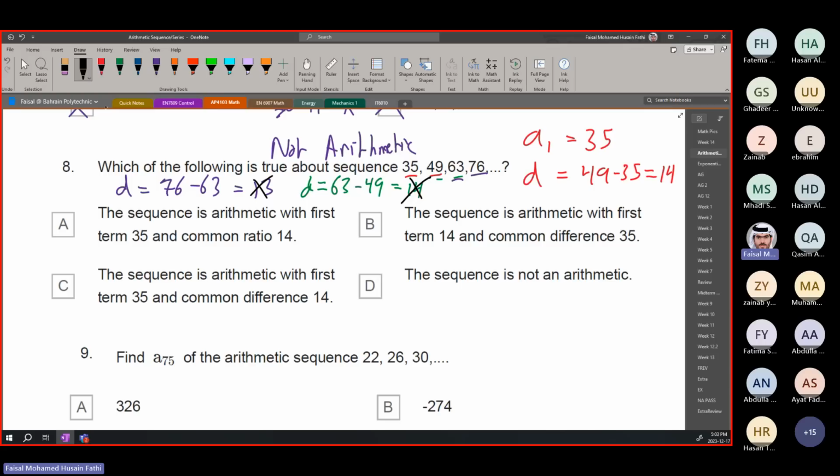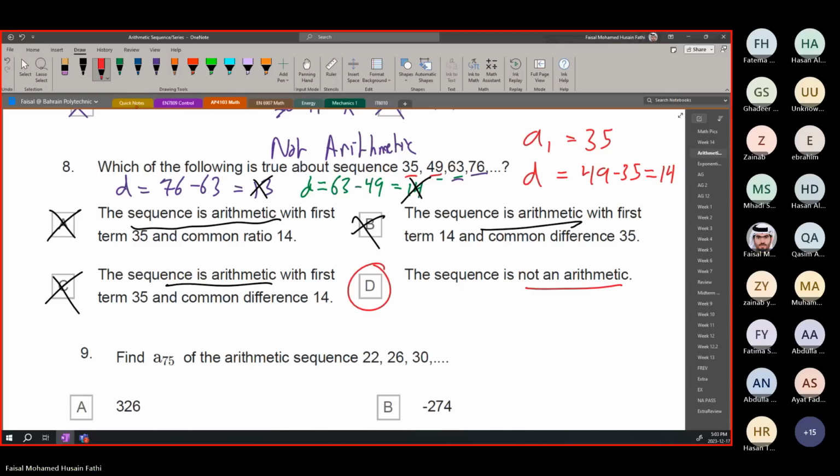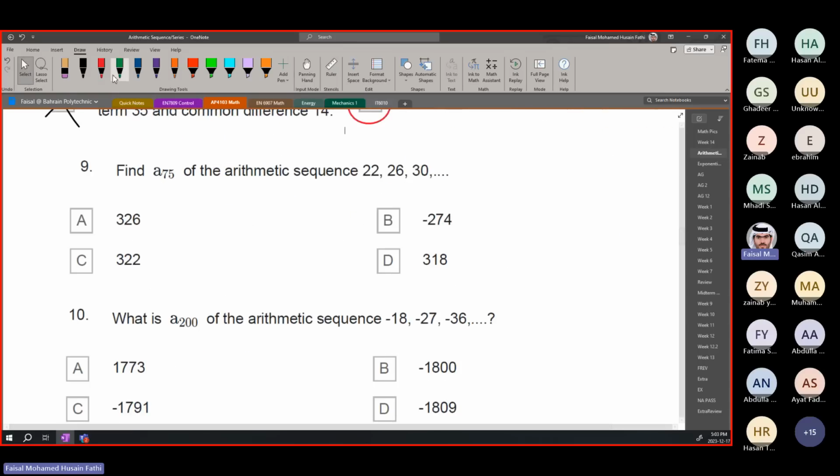So let's read. The sequence is arithmetic. This is wrong. The sequence is arithmetic. This is wrong. The sequence is arithmetic. This is wrong. The sequence is not arithmetic. This is correct. Okay? This is how you're supposed to solve these questions.